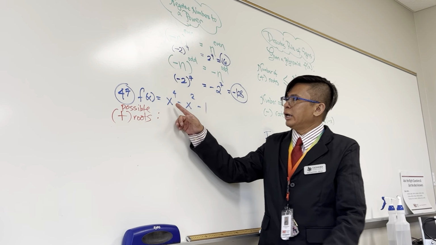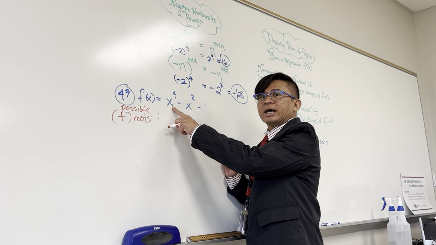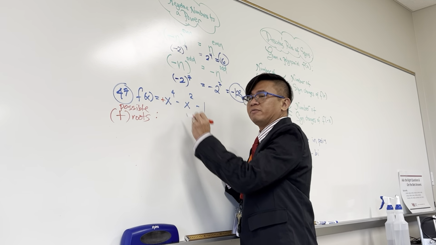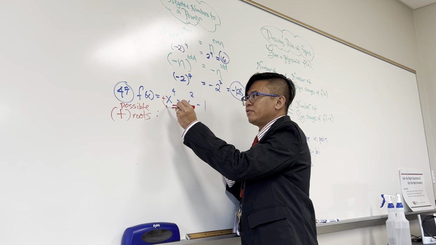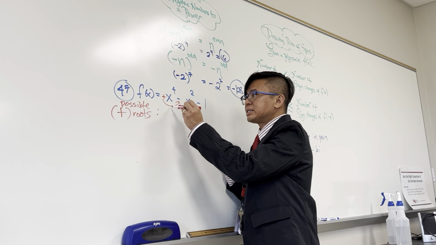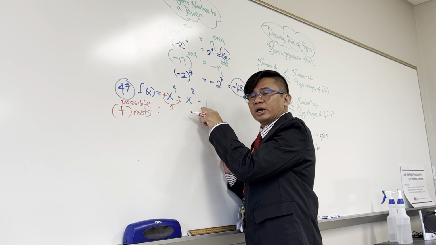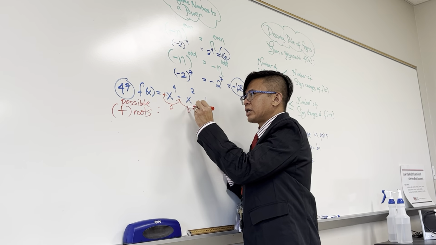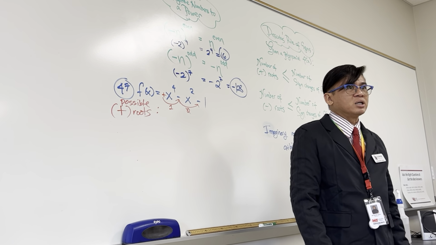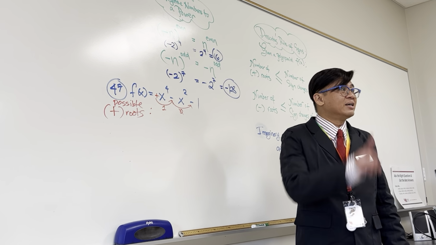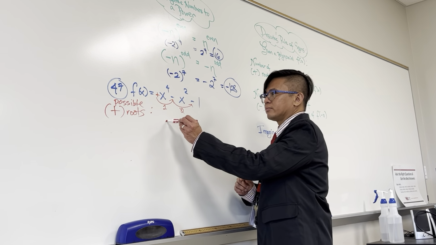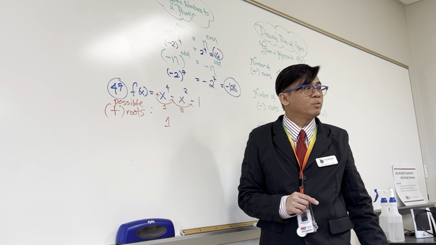Well, let's count, right? How many sign changes are there? So this is positive, right? From positive, it becomes negative, so one sign change. From negative, it's still gonna be negative in here, so that means no sign change at all, right? So how many positive roots are there? Just one, right? Okay. Are we good?